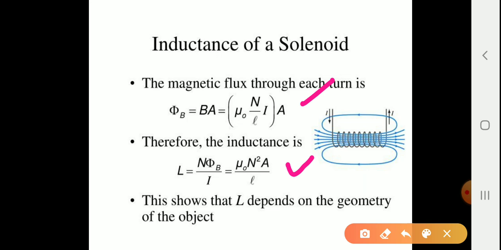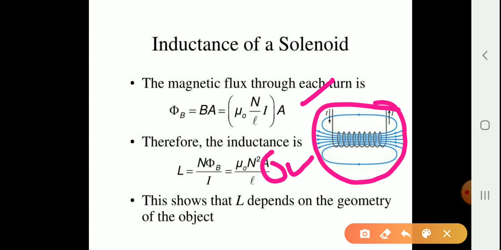The total flux is obtained by the cross section area of the solenoid, right? This is the A. So here this equation is the complete equation of inductance of a solenoid. Here L is the inductance of the solenoid, mu 0 is the permeability of free space.